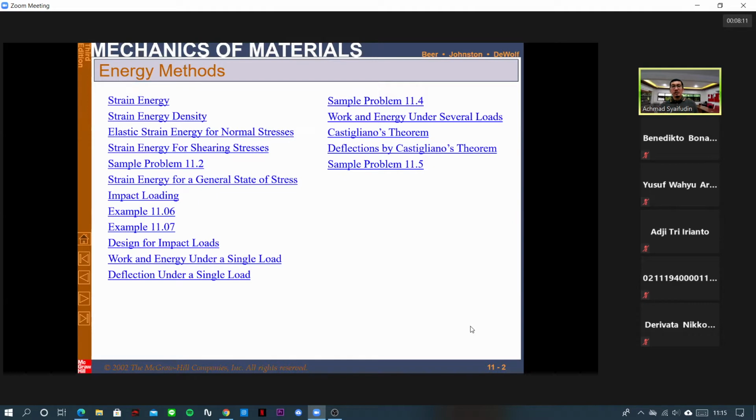My focus here is how we can use the strain energy methods to analyze the deformation of structures. The deformation of a structure depends on the type of loading. There are four types of loading: axial loading, torsional loading, transversal loading, and bending. Okay, let me start with the definition first.